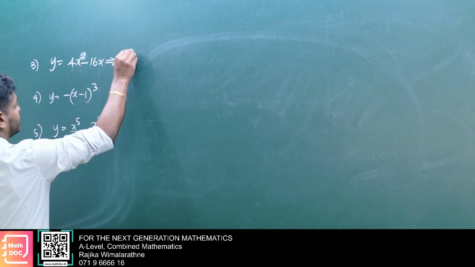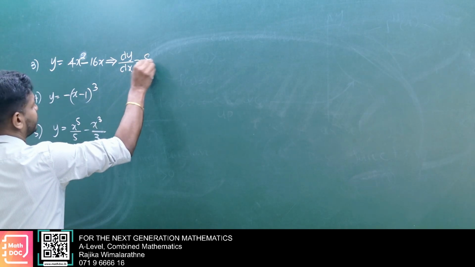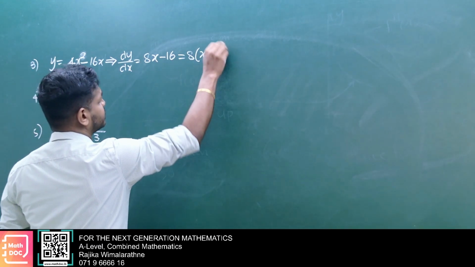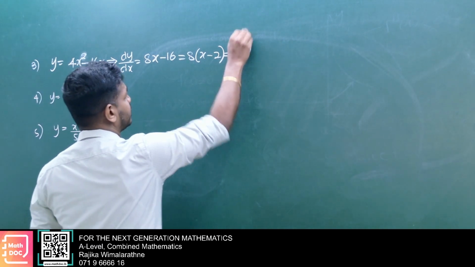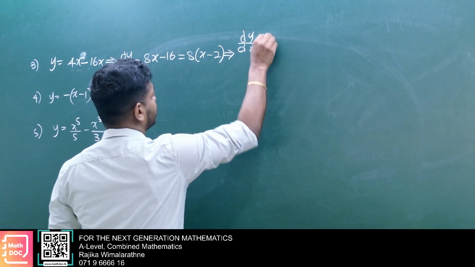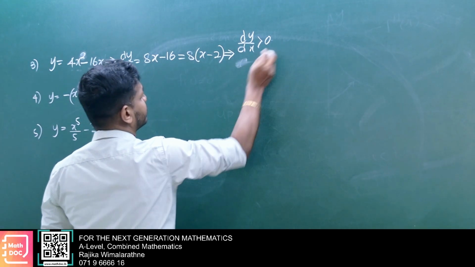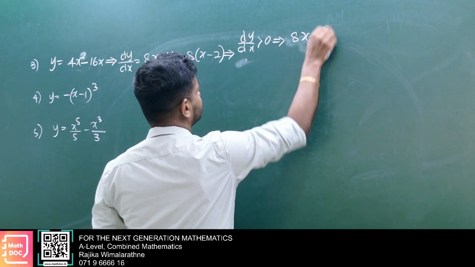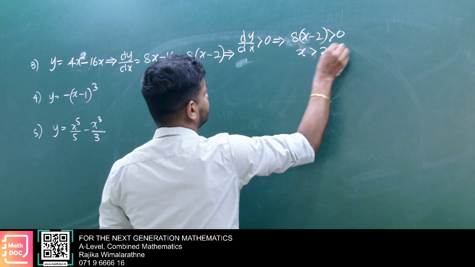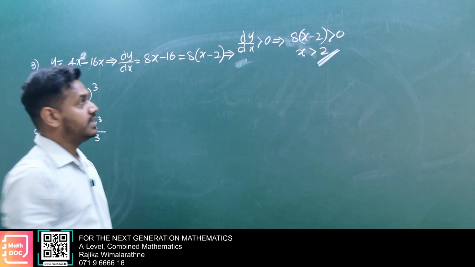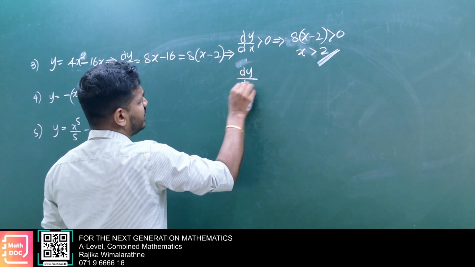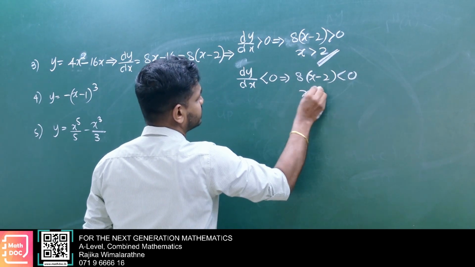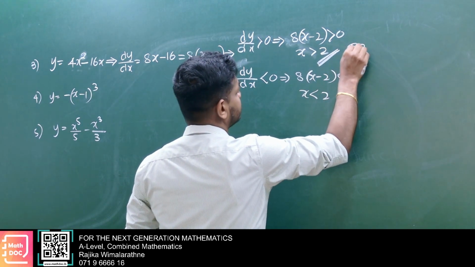Okay, here dy by dx is 8x minus 16, that is 8(x minus 2). Then dy by dx greater than 0: 8 into x minus 2 greater than 0, x greater than 2. Here increasing region. Then decreasing region, dy by dx less than 0: 8 into x minus 2 less than 0, x less than 2. Here increasing region, here decreasing region.